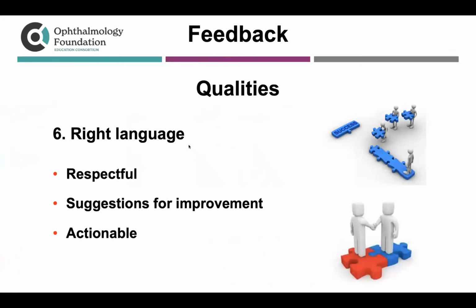The sixth quality of good feedback is use of right language. It is important that while providing feedback, we should be respectful to the recipient. We are making suggestions for improvement, and therefore, the language which suggests the area of improvement rather than pointing out weakness is important. Whatever suggestion that we are making while giving feedback, we should also talk about what actions the receiver can take in order to bring the desired outcome or improvement. So they should be actionable.